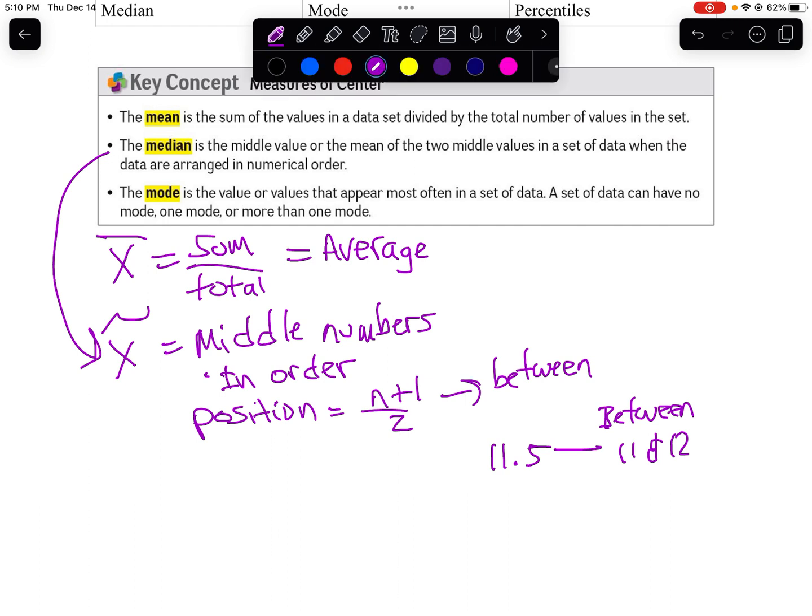The third one, mode, doesn't have a symbol because we don't use it very often. It's mostly used with qualitative data. Qualitative data would be like the color of a car, something you can't do algebra with. It's the one that occurs the most often. And so, unlike the mean and median, there can be more than one mode.